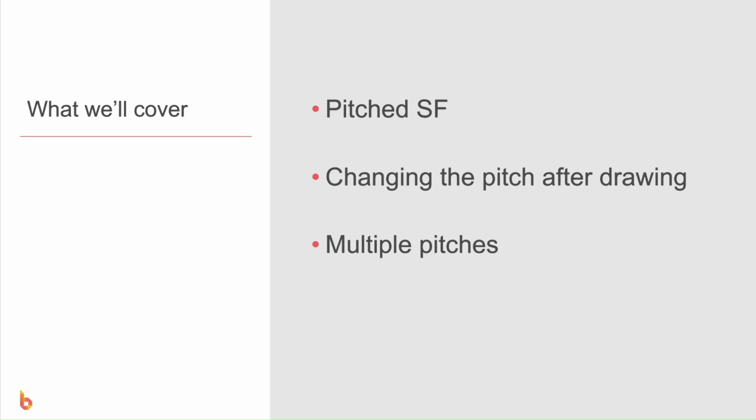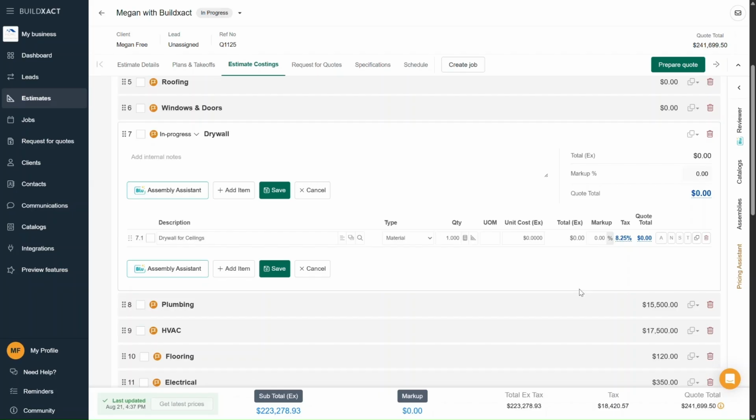In this video, we're going to take a look at pitched square foot takeoffs. You typically use these for things like drywall for ceilings, roof areas, or even landscaping. We'll go through how to set and adjust pitch after drawing, how to handle multiple pitches, and some tips to make the process easier.